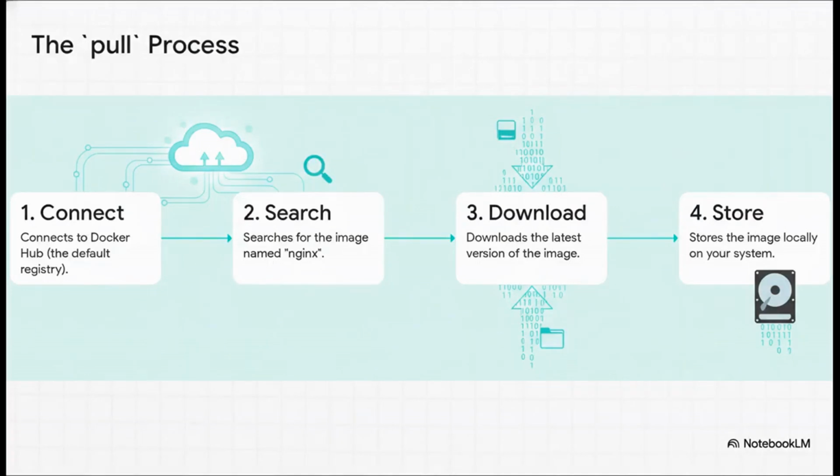So the moment you hit enter, Docker just snaps into action and follows these 4 steps, all on its own. First, boom, it connects to Docker Hub. Second, it searches for that Nginx image you asked for. Third, it finds it and grabs the latest version by default. And finally, bam, that whole package is stored right there on your system, just waiting for your next move.